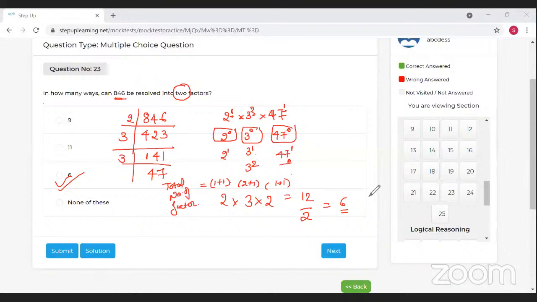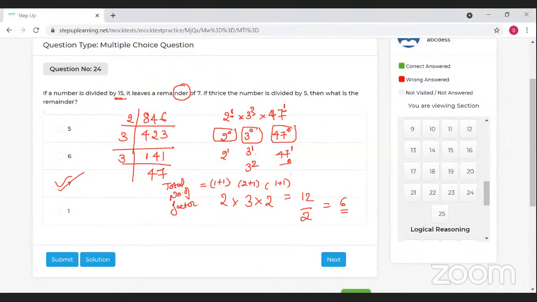Done. Fine. Let's move to the next one. I hope it is clear, people. Yes. Okay, fine.